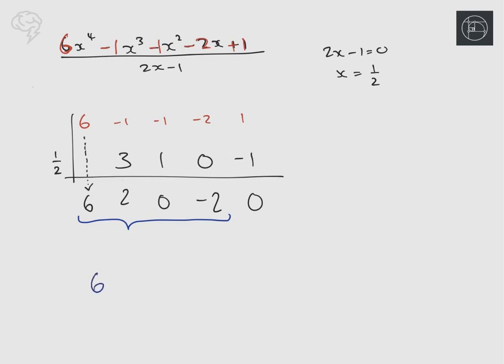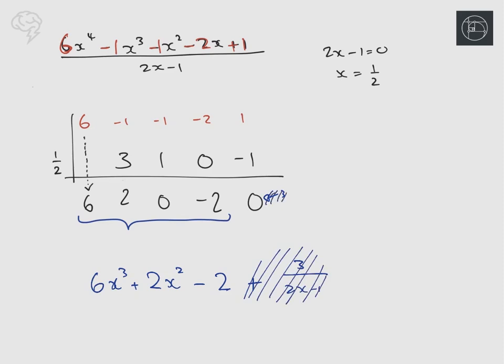Right, 6x cubed, 2x squared, no x's, and the number 2 on the end, with no remainder. If there was a remainder, say this ended up being a 3, I'd say plus 3 over 2x minus 1, because that would be the remainder. But in this case, no remainder. So this is the answer.